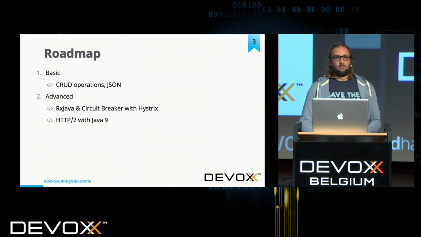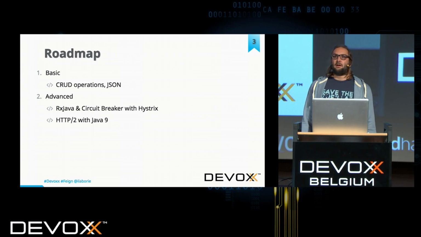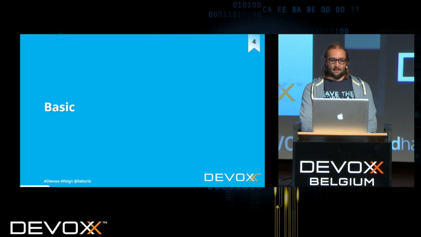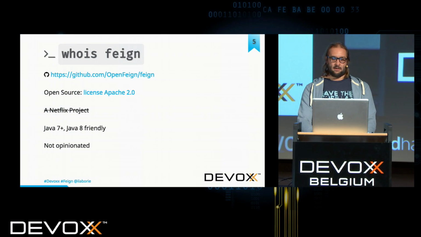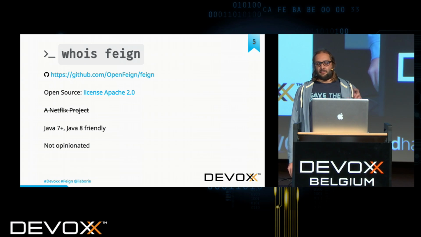I'm going to talk about how you deal on a daily basis with the Java REST client, with JSON and things like that, and a more advanced topic at the end, if I have enough time, of course. So let's go into the basics. What is Feign? Feign is a simple, really simple REST API, open source.